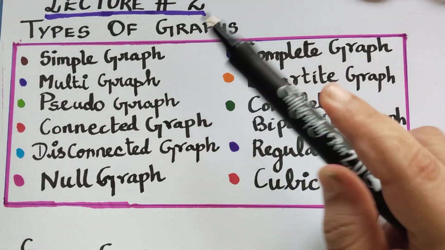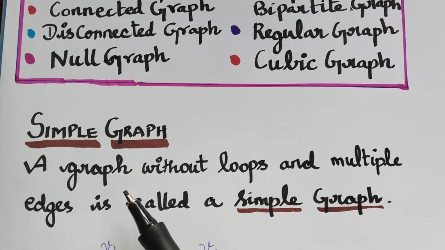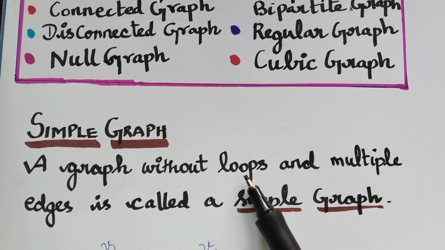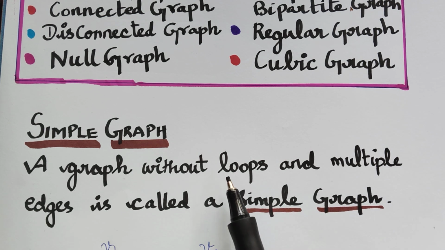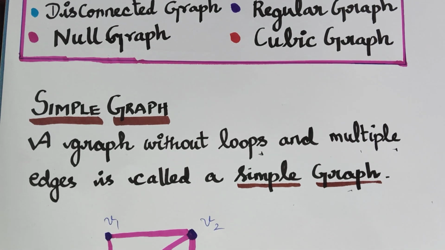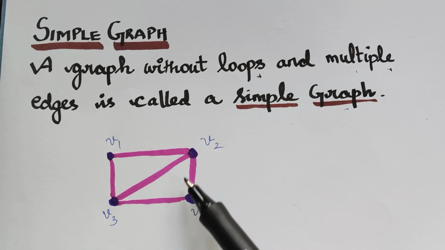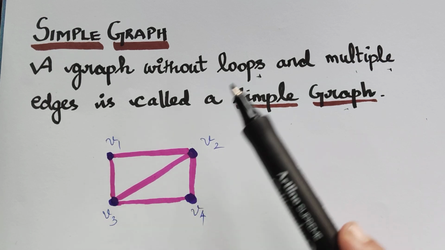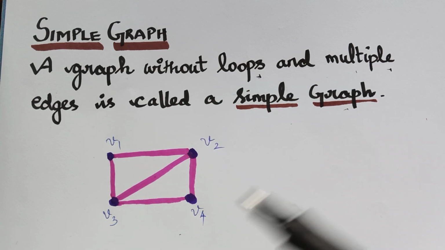So what is a simple graph? A simple graph is a graph without loops and multiple edges. That is, if in a graph there are no loops and multiple edges, such a graph is known as simple graph. Now for example, we have a graph here. You could see that there are no multiple edges. As well, there are no loops in this graph. So therefore, this is an example for simple graph.